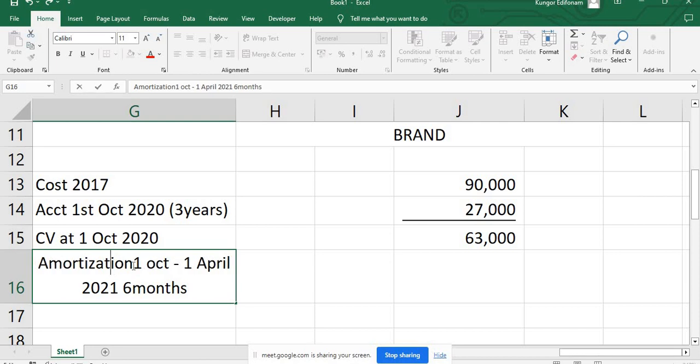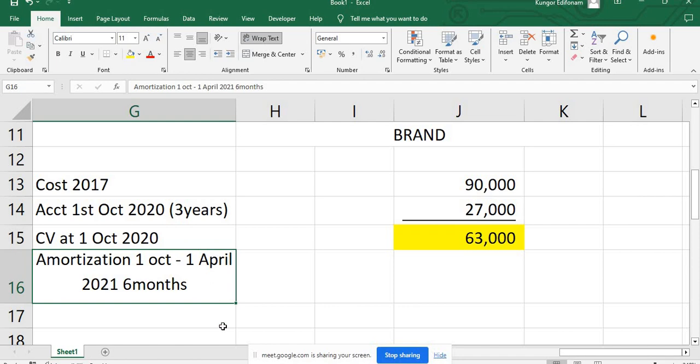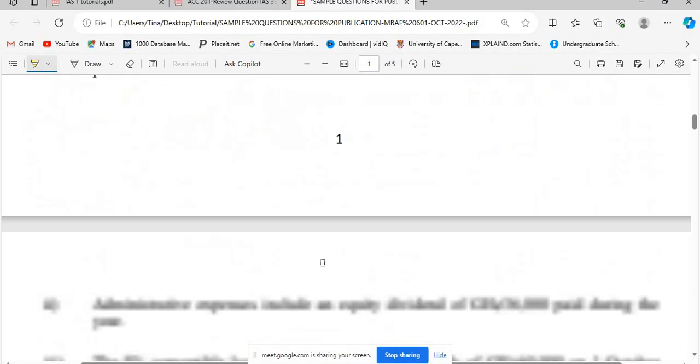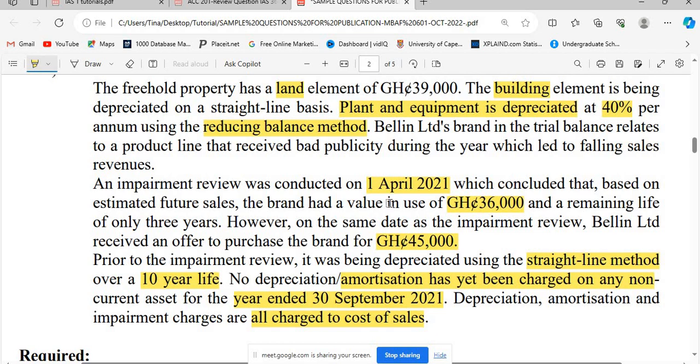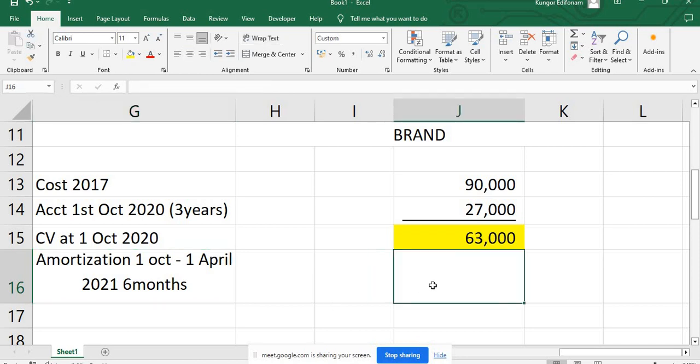Up to this point, for the first 3 years we were given the accumulated depreciation, so that is what we have less. Now we've gotten the brand carrying value as at the start of the proper accounting year. But we were having the brand until 1st April, when the brand was tested for impairment, 1st April 2021. According to the standard, wherever you ended when the impairment test was conducted, you need to know the carrying value as at that time.